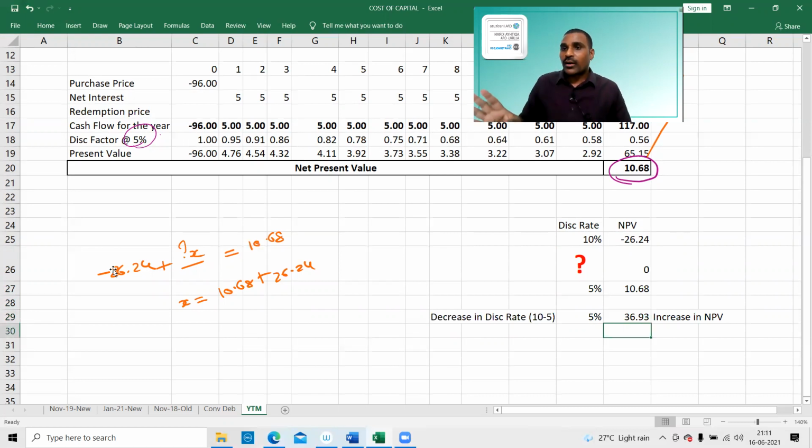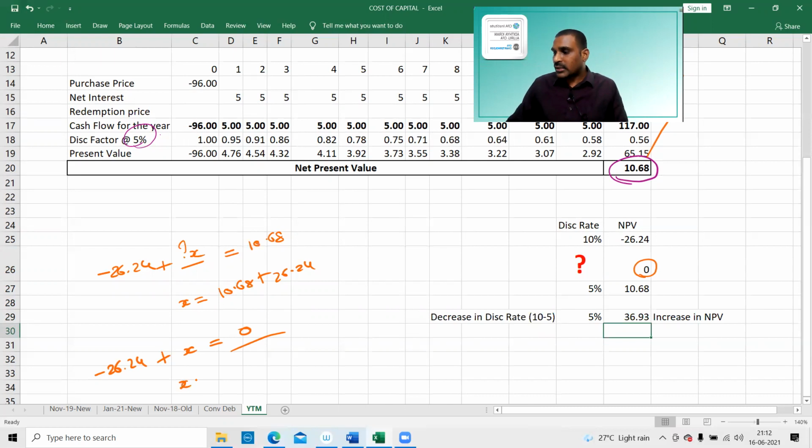This much increase I don't want. How much increase do I want? In order to make it zero, if I increase by 26.24, it's enough. Minus 26.24 plus X is equal to 0. I want 0. I don't want 10.68 positive also. 10.68 is the NPV thrown by the second guess rate, but my requirement is 0. Therefore, the second guess rate is also not correct.